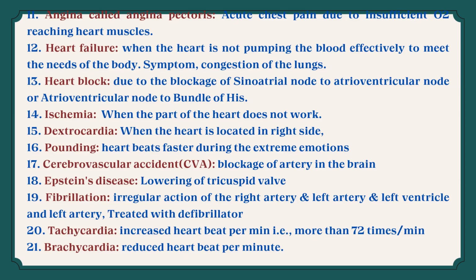15. Dextrocardia, when the heart is located on the right side. 16. Palpitation, the heart beats faster during extreme emotions. 17. Cerebrovascular accident, CVA, blockage of an artery in the brain. 18. Ebstein's anomaly, lowering of the tricuspid valve. 19. Fibrillation, irregular action of the right atrium and left ventricle and left atrium, treated with a defibrillator. 20. Tachycardia, increased heartbeat per minute, i.e., more than 72 times per minute.